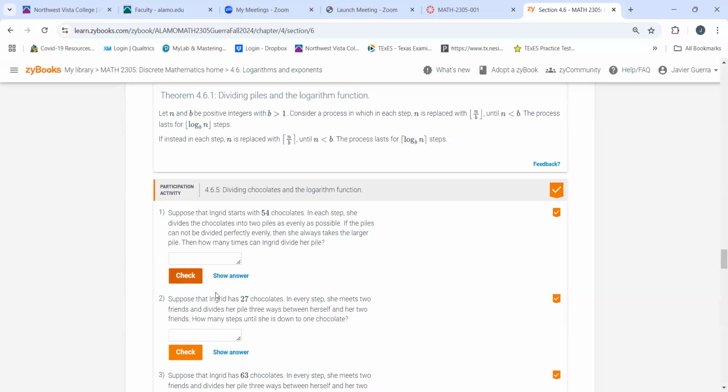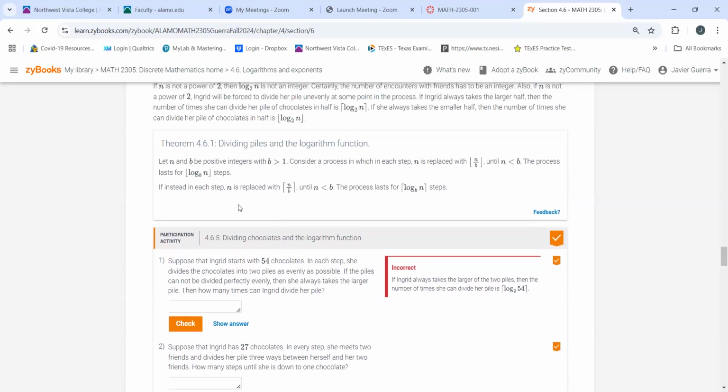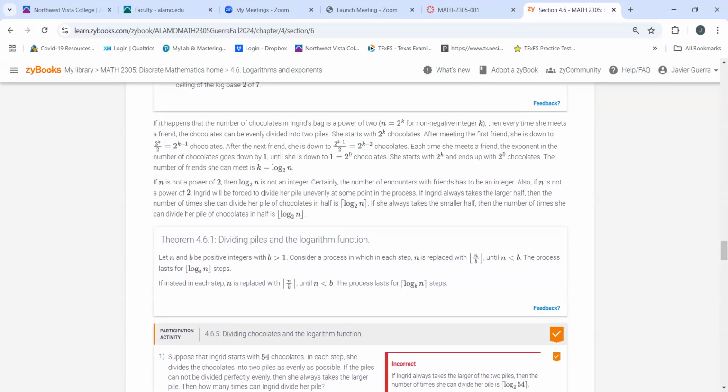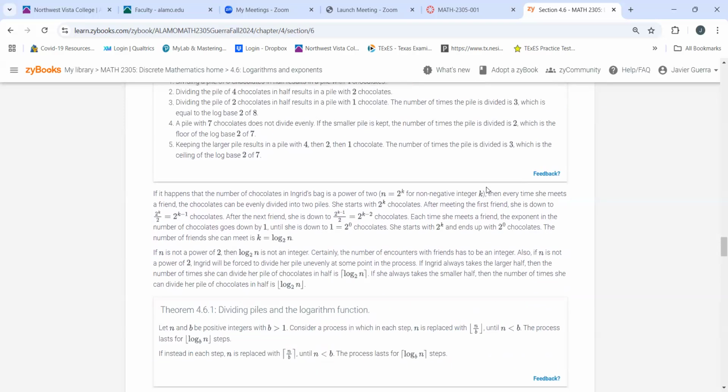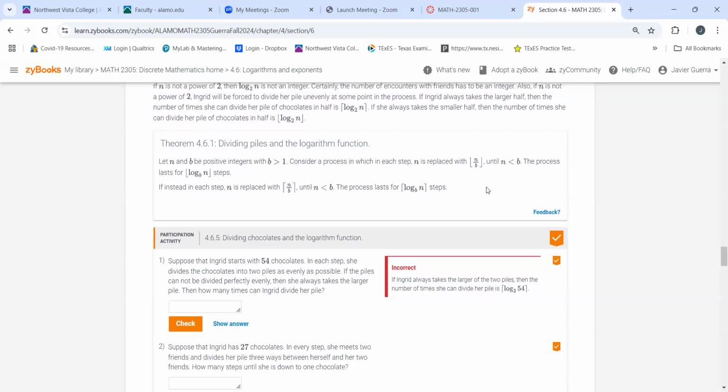Right, so 27. So 54 is even, so I'm going to use my formula that's here, which was, where was it at? I lost it. Oh, there it is. Log base 2 of n, and this would be ceiling. So what is log base 2 ceiling?